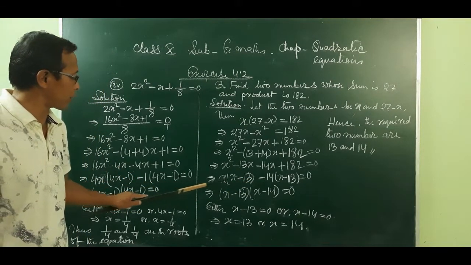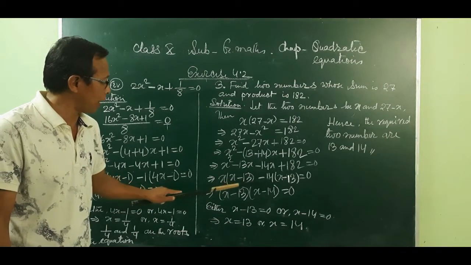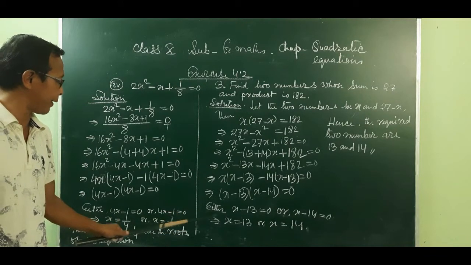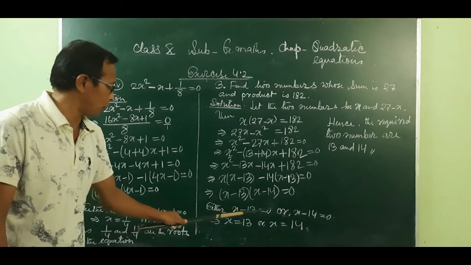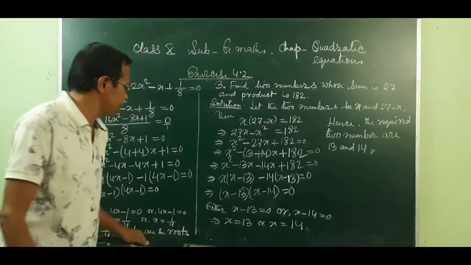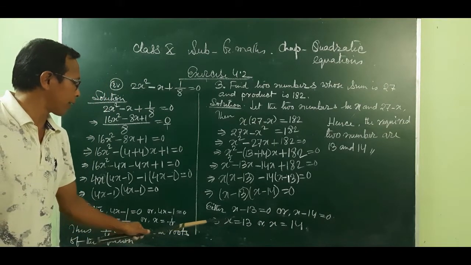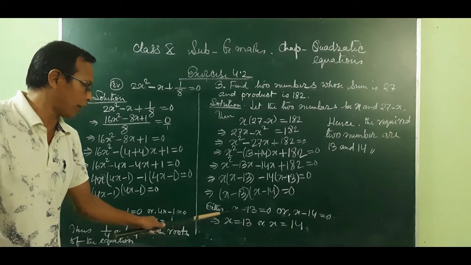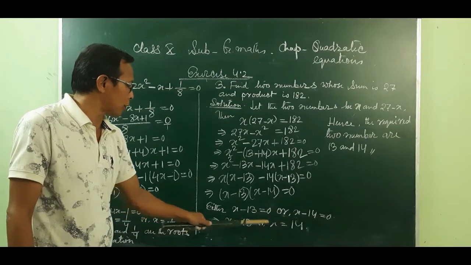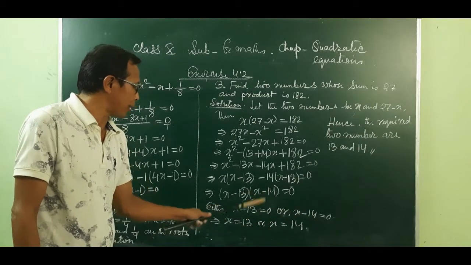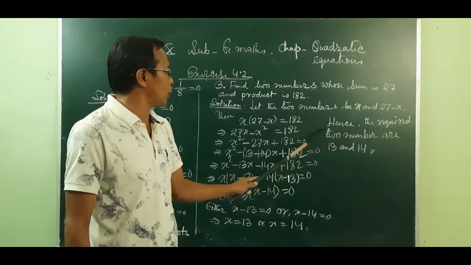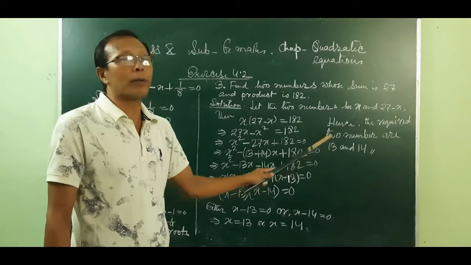So x remains outside, I'm writing here minus 14, I'm writing here, equal to 0. So your next step, what to do, you have to write either x minus 13 equal to 0, for this one I'm writing here x minus 14 equal to 0. Now I'm separating. So the answer will come x equal to 13, because from the left you go to the right, the minus will become plus. Same thing here, x equal to 14. Minus 14 going from left to right becomes plus 14. Hence the required two numbers are 13 and 14.